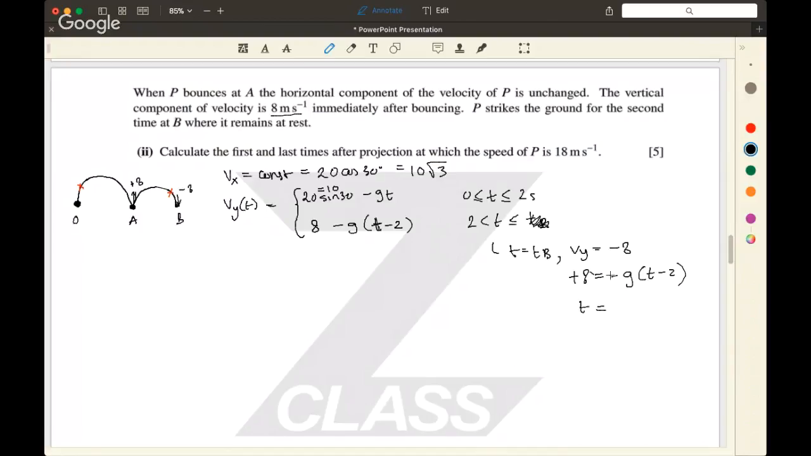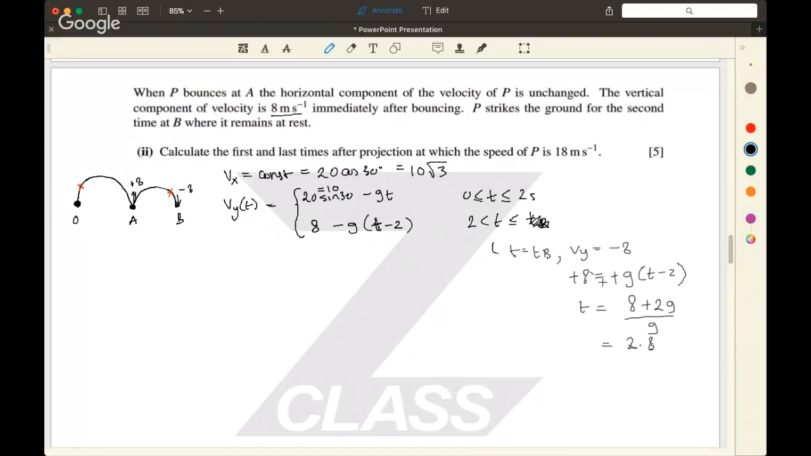minus 8 plus 2g over g, which is 2.8. Okay, I think that's actually wrong, but I can't figure out why. So let's ignore that for now, and I'll think about it. If we've got time, I'll come back and do it properly later. I think I just missed something. Wait, yes, no, I see. Oh, I'm such an idiot.